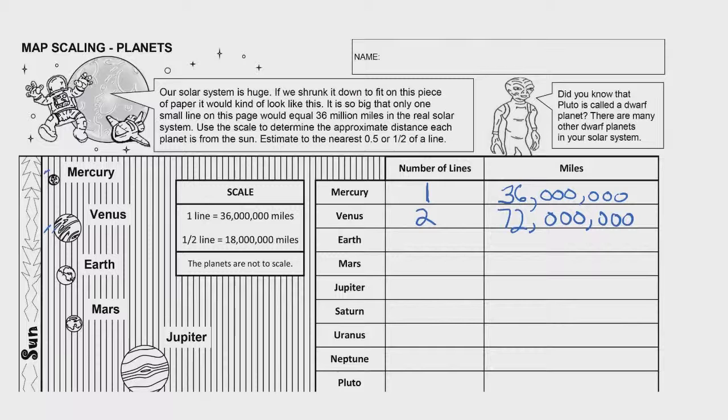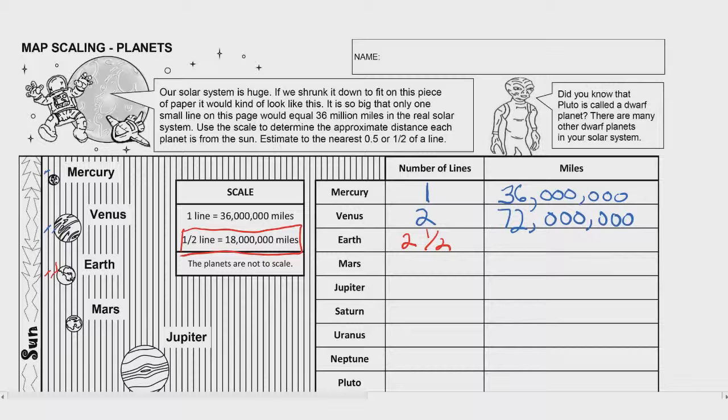All right, welcome back. You were supposed to do Earth, Mars, and Jupiter. Let's take a look at Earth. Earth is 1, 2, and it's in the middle, so it's 2.5. So all I do is put a 2.5 right here. Now, this time, I'm not going to multiply because I already know a half line is 18 million miles. It says that right there.